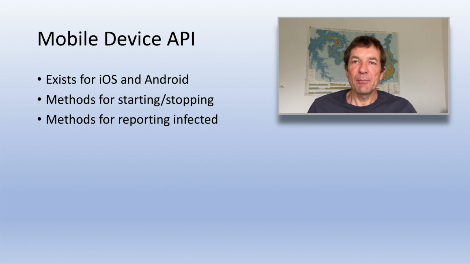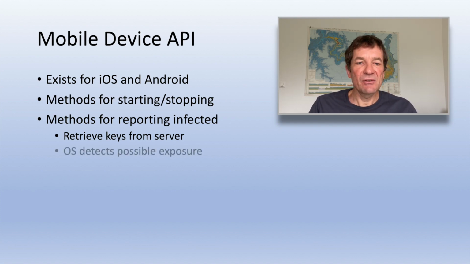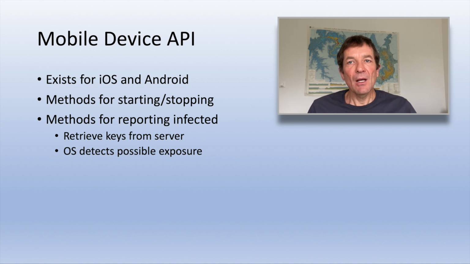There are methods for reporting infected users, meaning that my app will at regular intervals call a server, and the server will give me data that says, here is the set of keys belonging to people who have been infected. And then what my app will do after retrieving those keys from the server, it will actually pass these keys into the operating system. And then the operating system determines whether I have been exposed to one of the keys that I have received or not. So it's not the app doing this. The app only forwards the data from the server to the operating system.